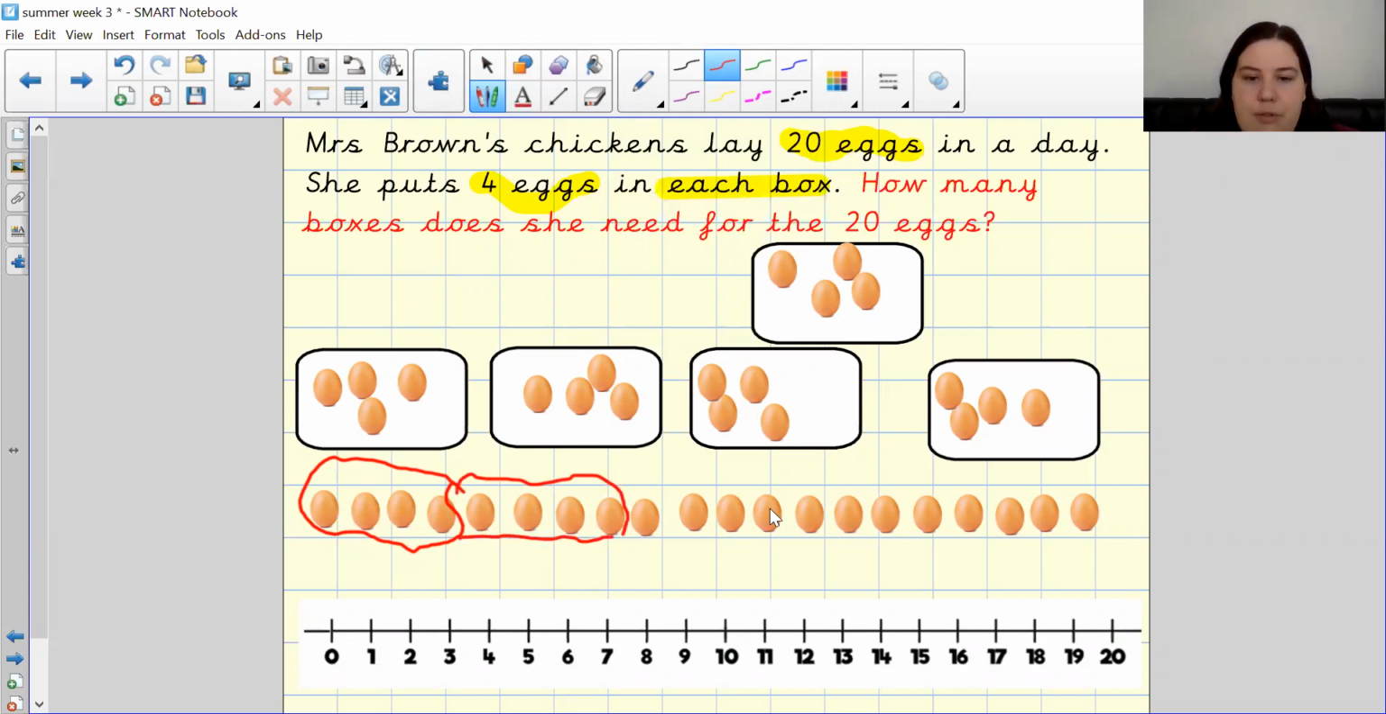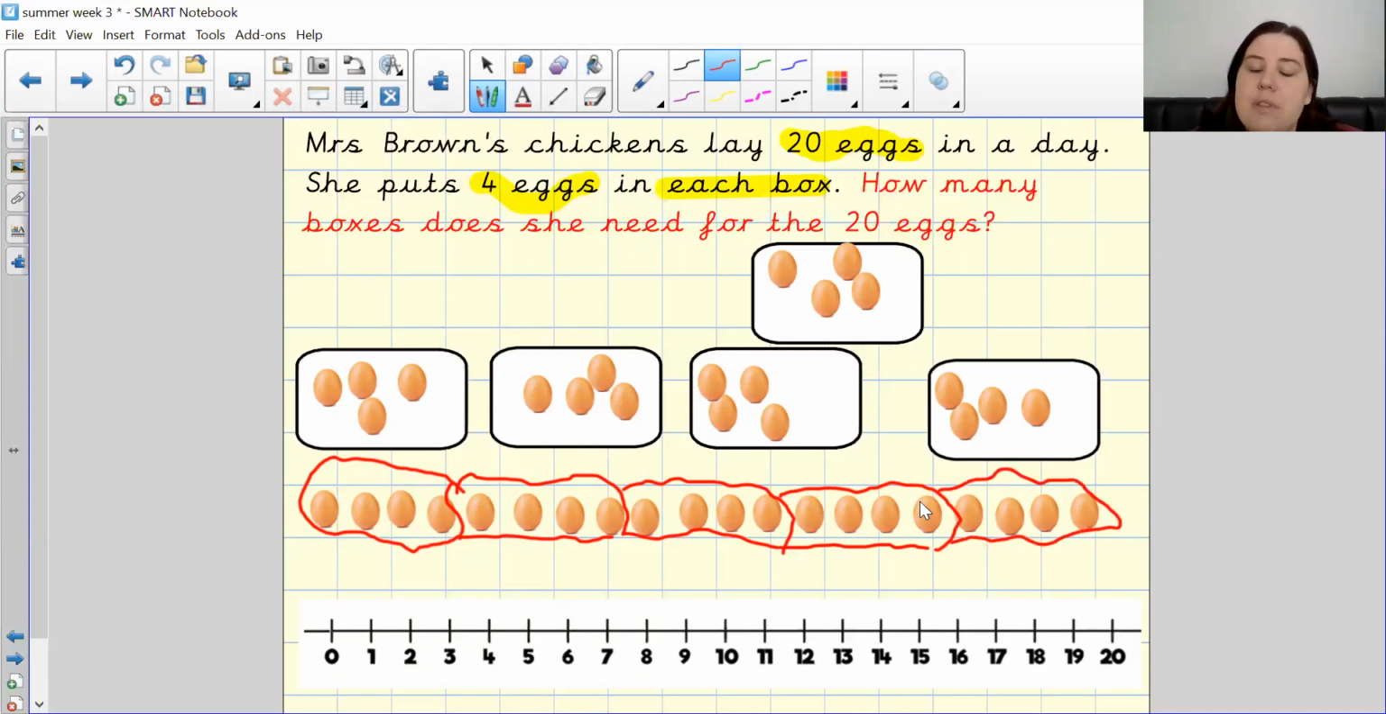1, 2, 3, 4. There's my third group. 1, 2, 3, 4. There's my next group. And then finally 1, 2, 3, 4 to make up my last box and my last group. So that is another way we could have solved our problem.